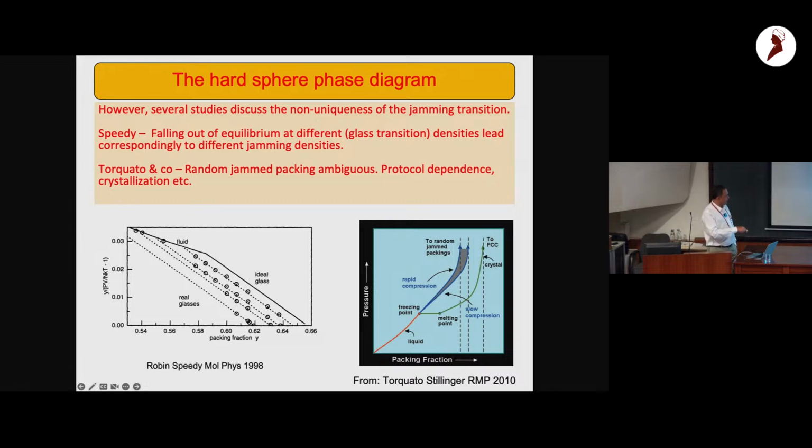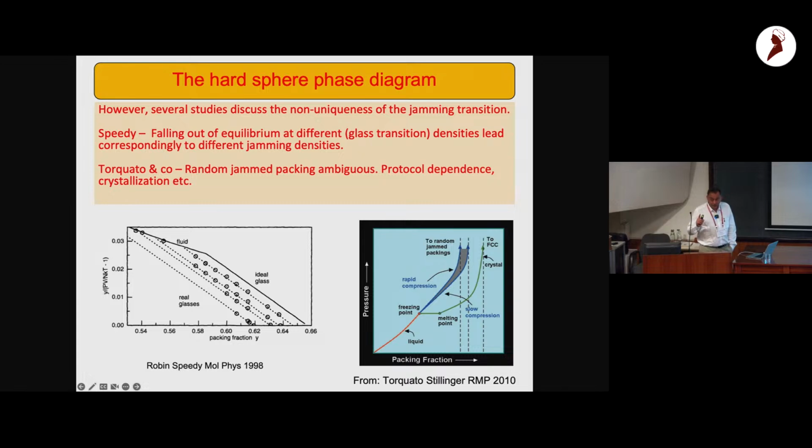For example, Torquato and colleagues, who also draw the equation of state turned upside down, pressure instead of inverse pressure, pointed out that there is a range of possible jamming densities, but they attributed it to some kind of ambiguity in what you mean by random. They said the jammed packings you prepare can have different degrees of order, including crystalline order, and this could be the reason why you have a range of jamming densities.